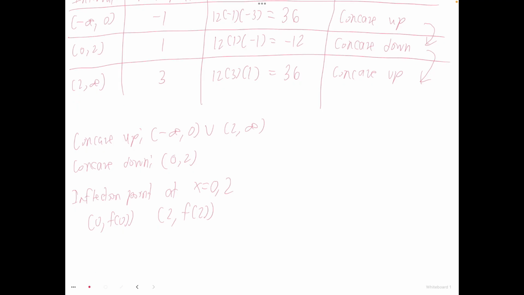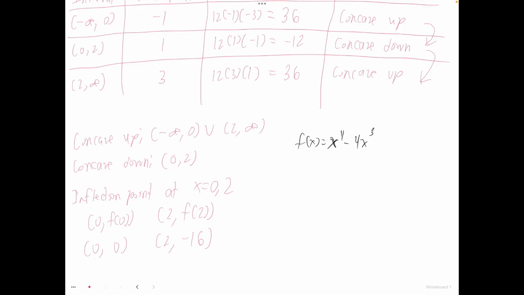Now, the original function f, if you don't recall, was f of x equals x to the 4th minus 4x cubed. So we're just going to plug these in. If you plug in 0, you get out 0, and if you plug in 2, you get 16 minus 32, so you get out minus 16. And so our inflection points are (0, 0) and (2, negative 16).